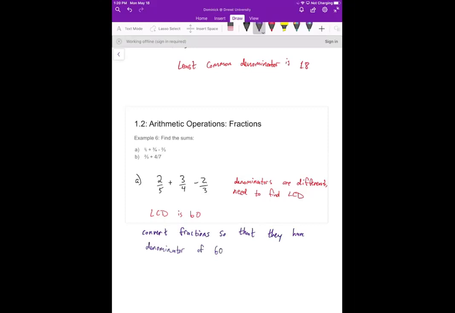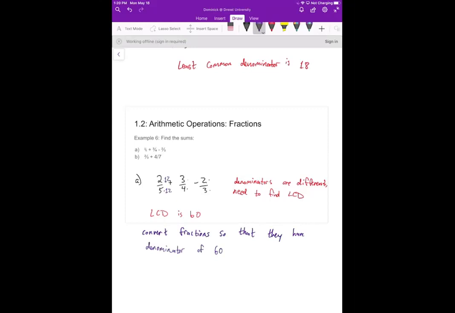Right? So what I need to do is multiply each of these fractions by something that's going to make the bottom number 60. So to go from 5 to 60, I would need to multiply by 12. So I need to do that to the top and the bottom.